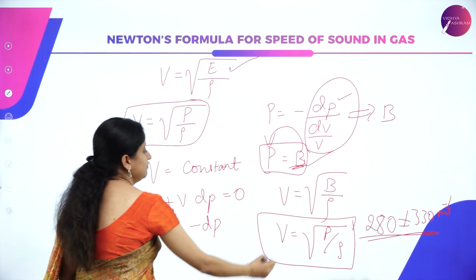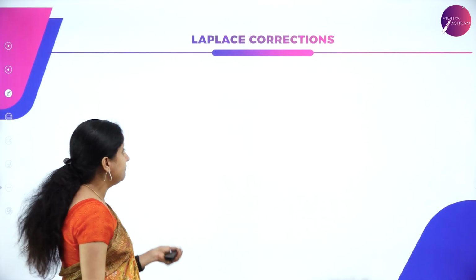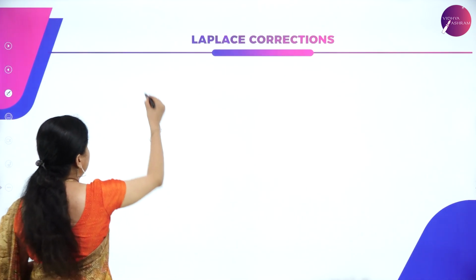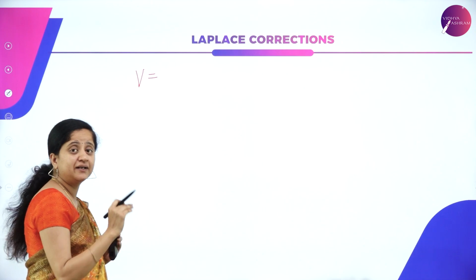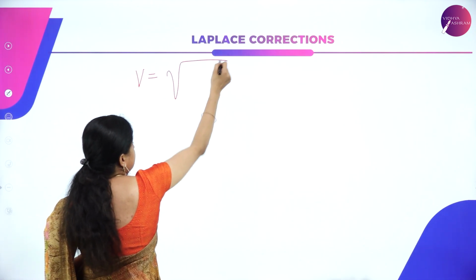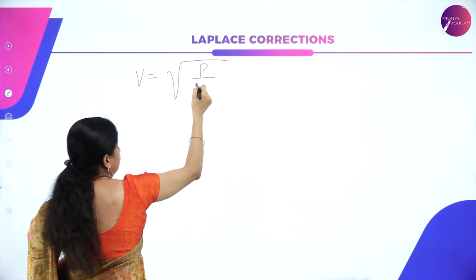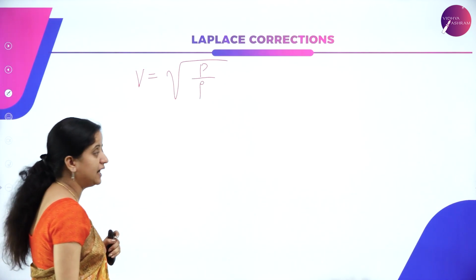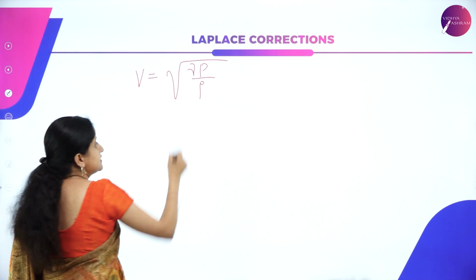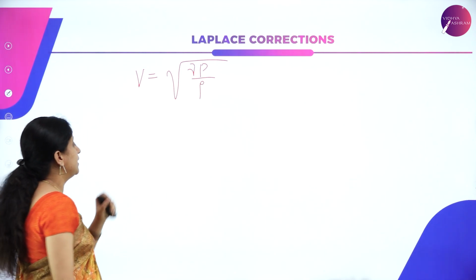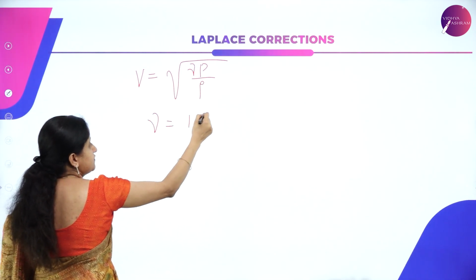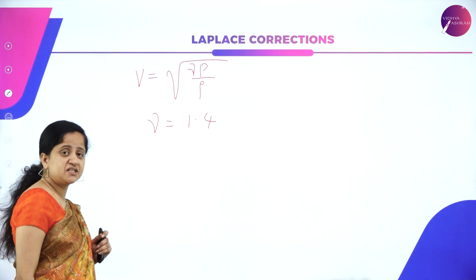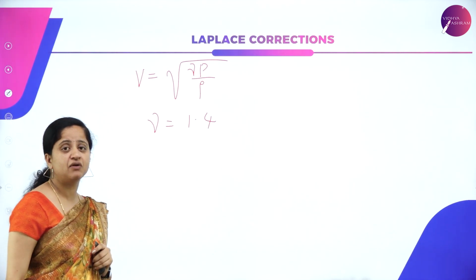But this formula was modified by Laplace, who corrected the Newton formula by introducing a term called gamma. That is, V equals the root of P divided by rho was the Newton formula, and Laplace corrected this by introducing a term called gamma, where gamma is nothing but the ratio of specific heats at standard temperature and pressure. The ratio of specific heats is 1.4.